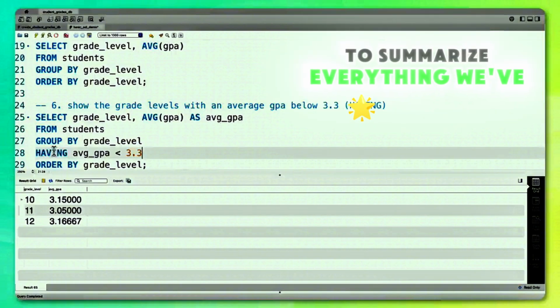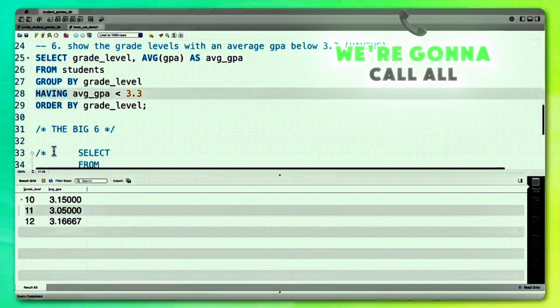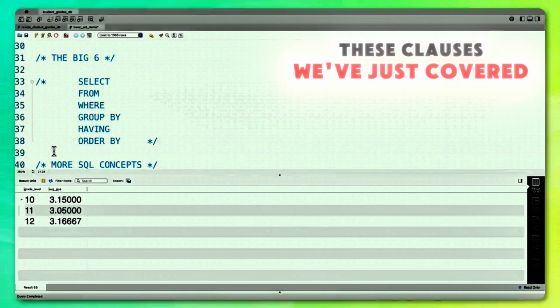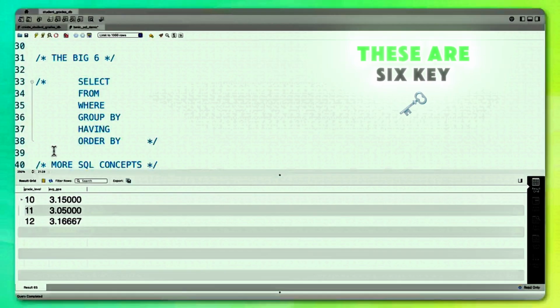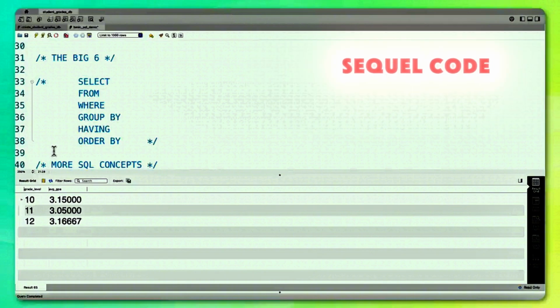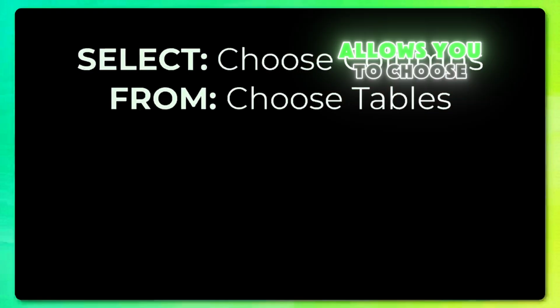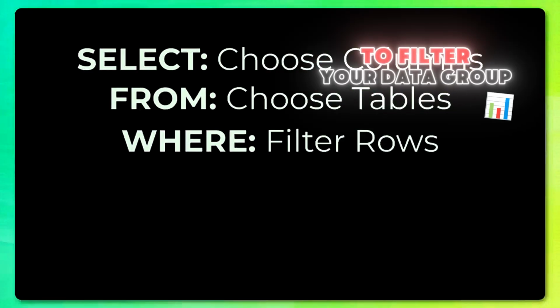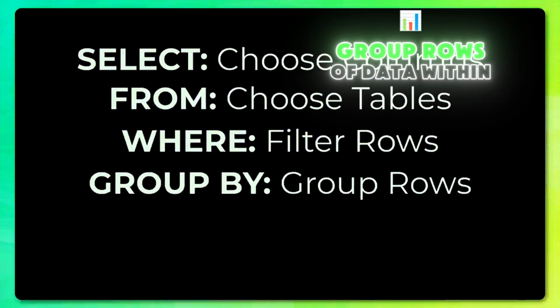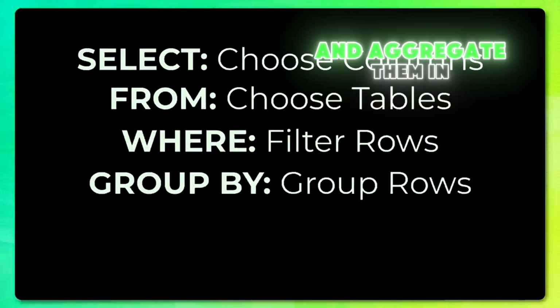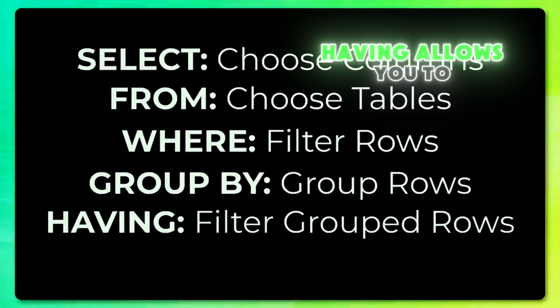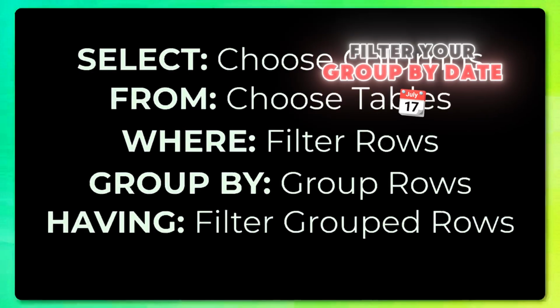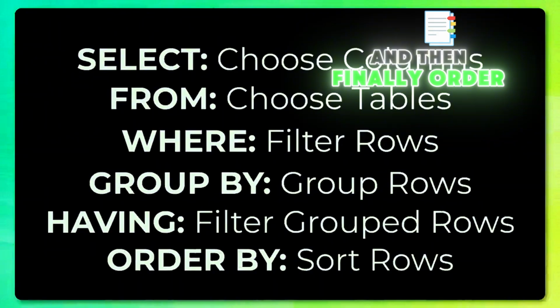To summarize everything we've gone through so far, we're going to call all these clauses we've just covered the big 6. These are 6 keywords that you're going to be using again and again when writing SQL code. Remember, select lets you choose which columns to display, from allows you to choose which tables you're looking at, where allows you to filter your data, group by allows you to group rows of data within your table and aggregate them in some way, having allows you to filter your group by data, and then finally, order by allows you to sort your data.